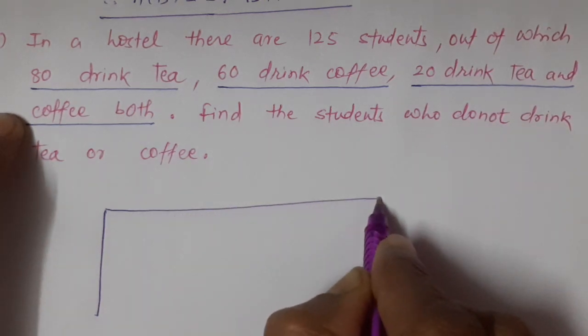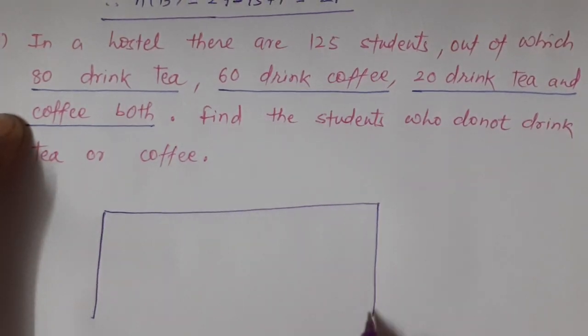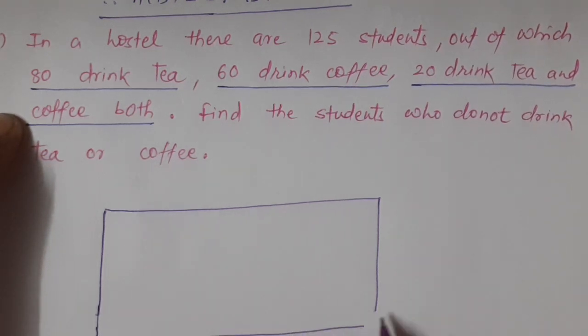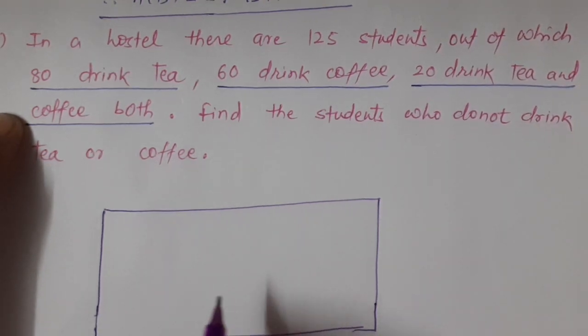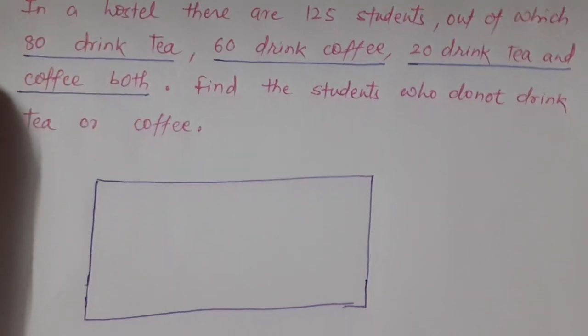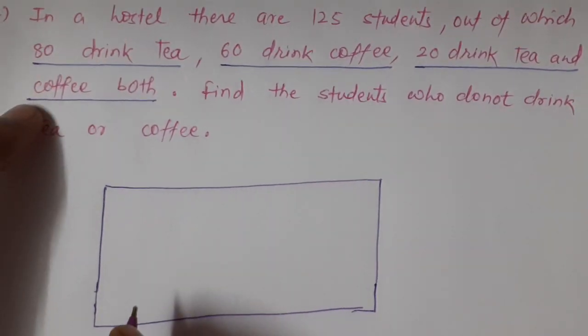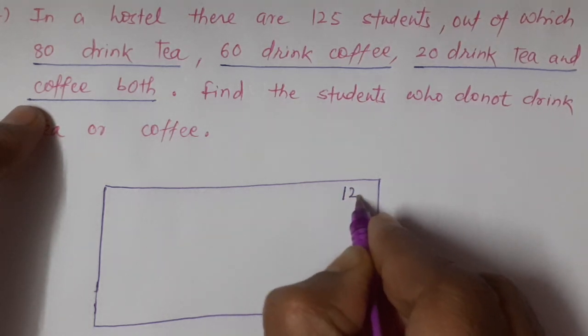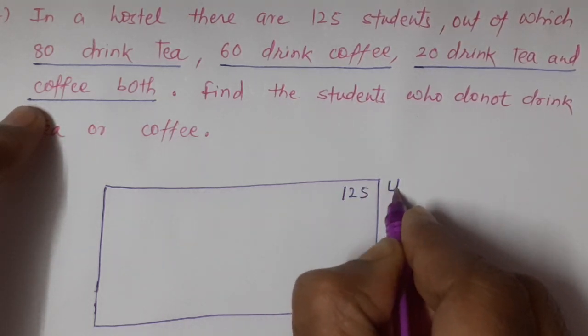with the help of the concept of universal set. Along with that, the Venn diagram will make your ideas more clear. So in a hostel there are 125 students. Okay, so it is 125 students. This is the universal set.